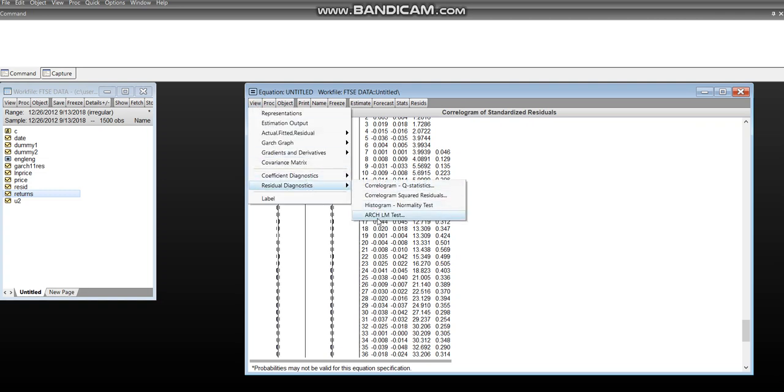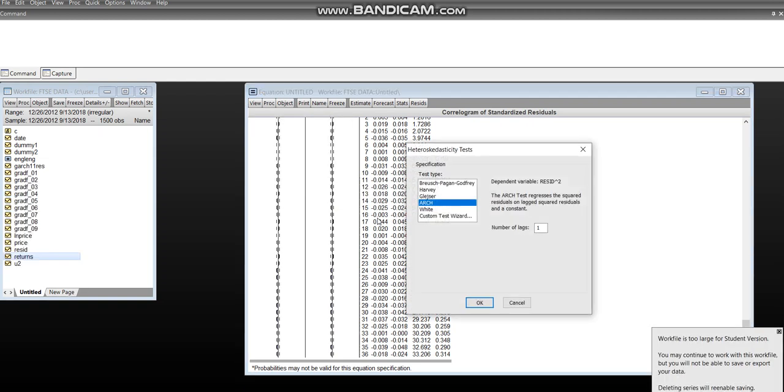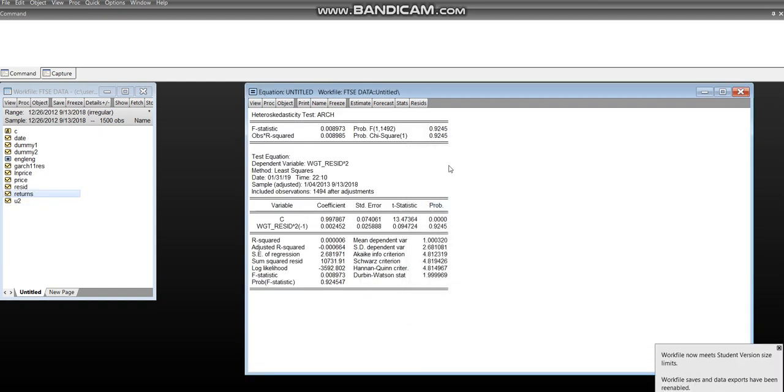Again, go to Residual Diagnostics, go to the ARCH LM test. Now bear in mind I've already done this. I know that the optimal lag number that minimizes the information criterion is 1 lag, so I'm just going to go ahead and do that. And as you can see there, observations times R squared gives us that test statistic and gives us the p-value of 0.9245. So that means we cannot reject the null hypothesis that there are no ARCH effects present in the residuals, and that means everything's pretty good in terms of the model being well specified.